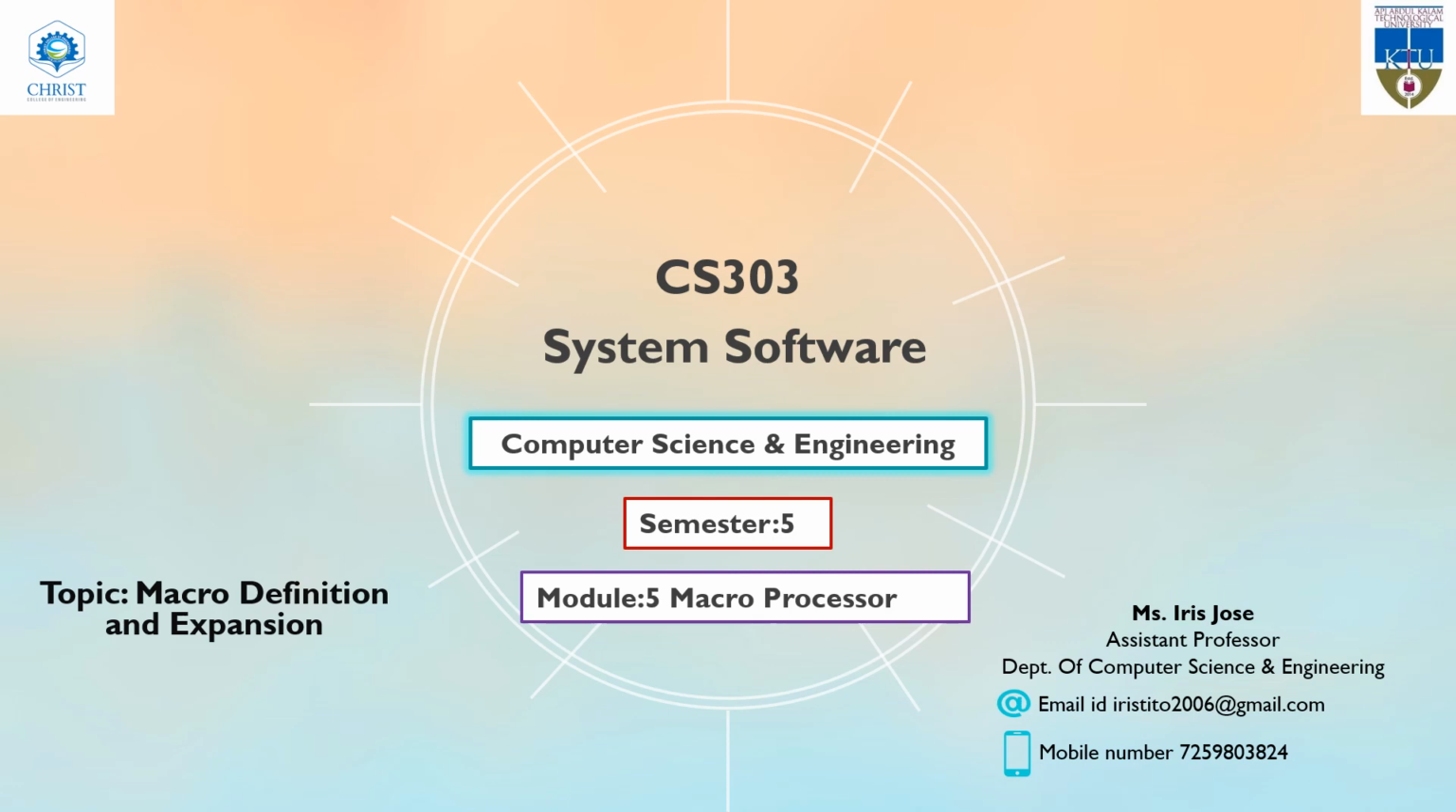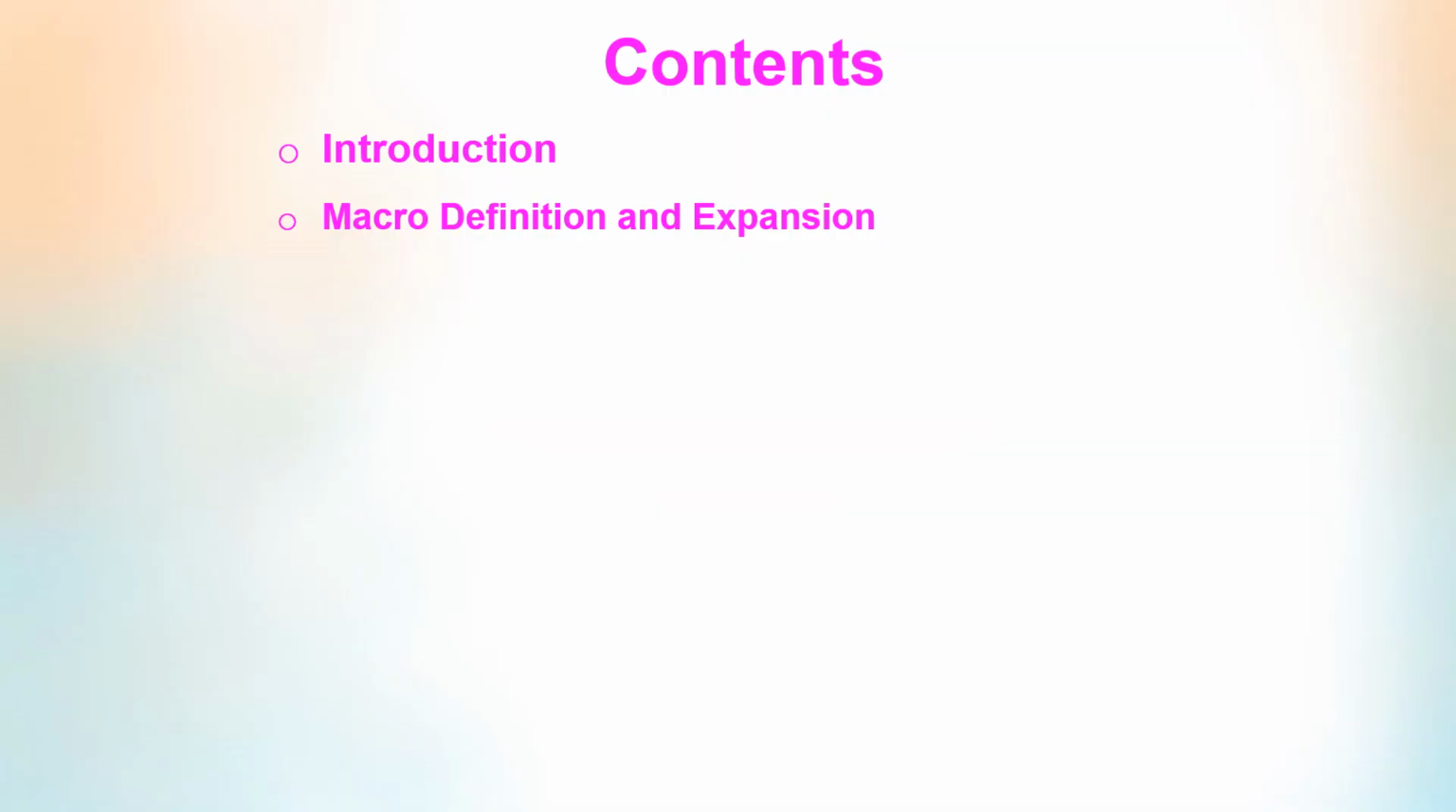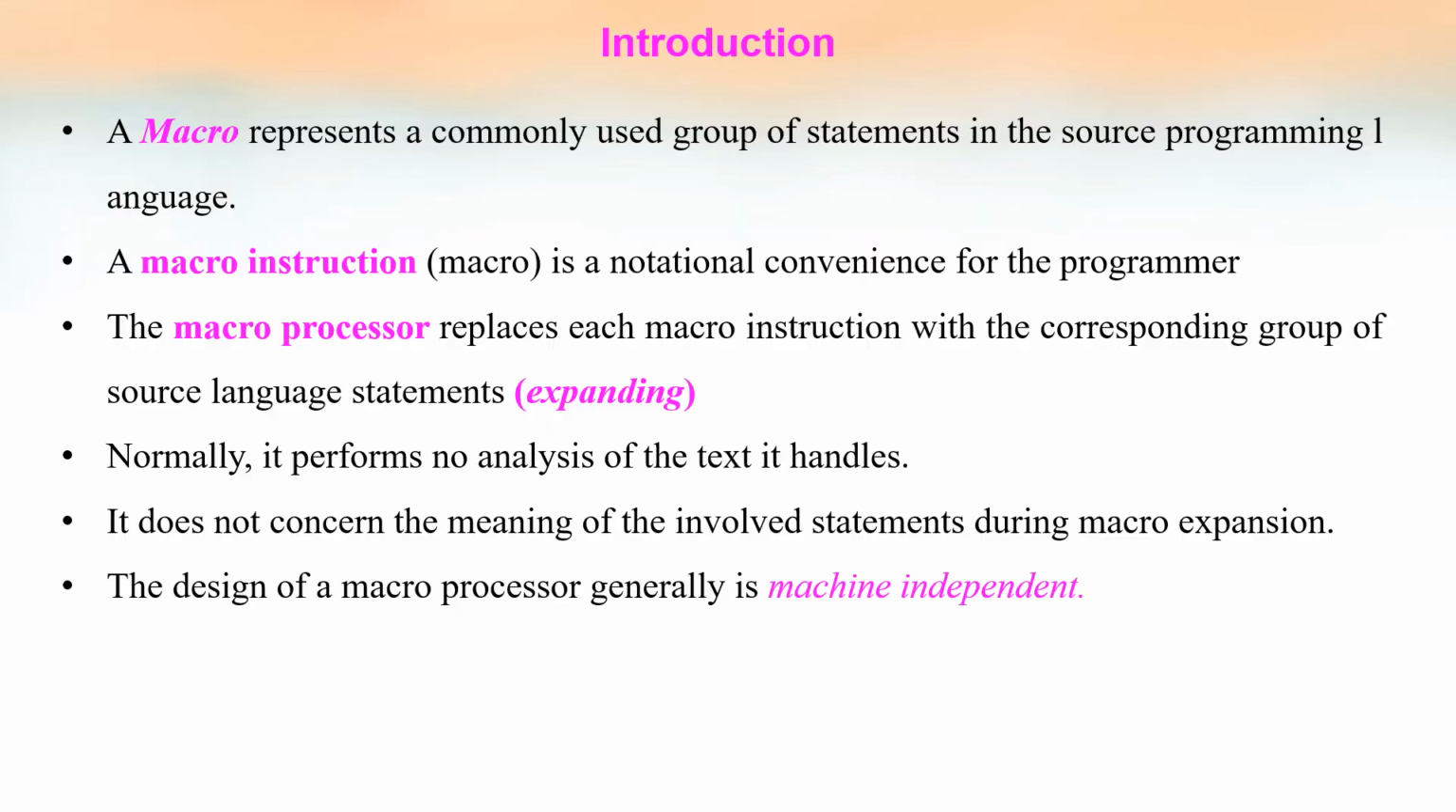In this video, we will start with the fifth module, which is macro processor. These are the contents: introduction, macro definition, and expansion. What is meant by a macro? A macro represents a commonly used group of statements in the source programming language. A macro instruction is a notational convenience for the programmer.